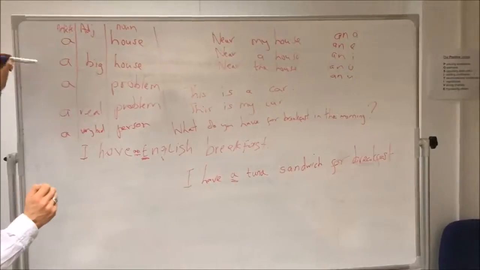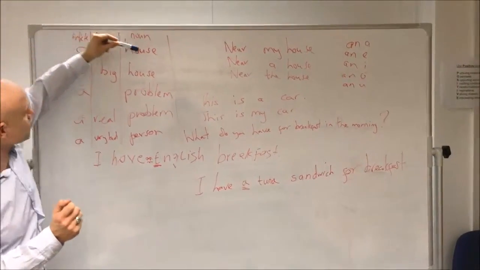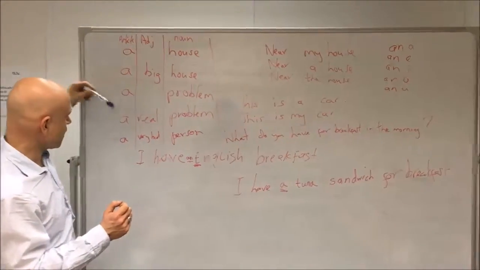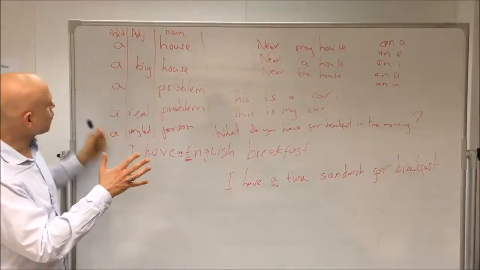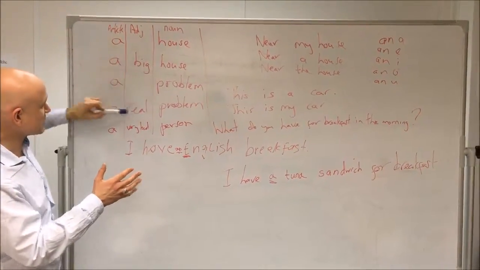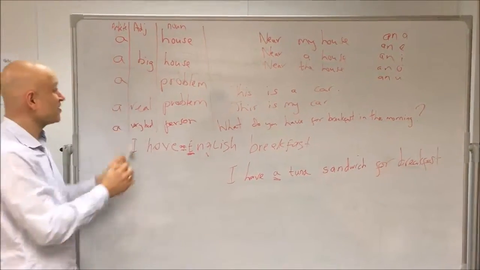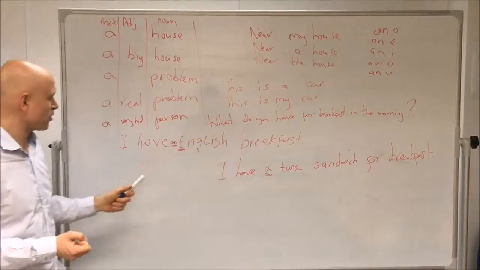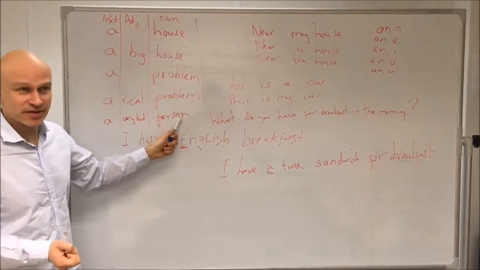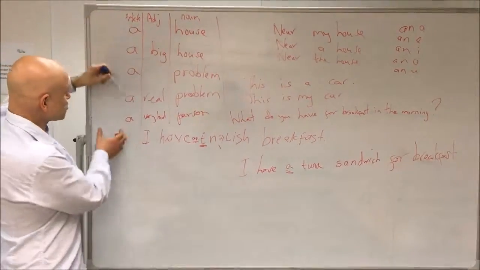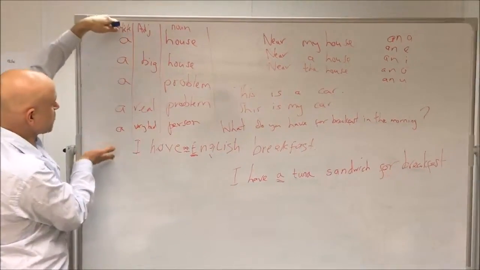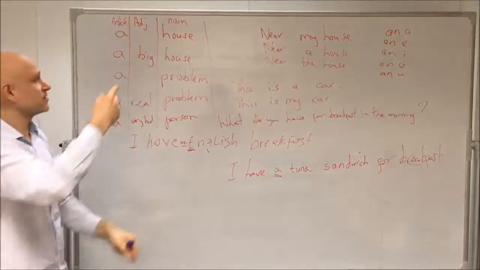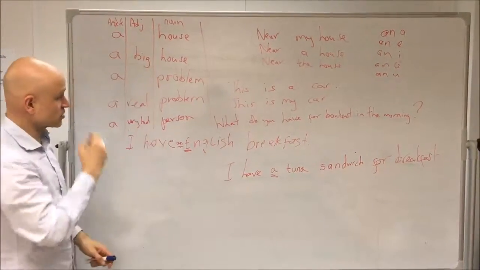So the first thing we did was to just look at articles with nouns. A house, a problem. And then we looked at the possibility of adding an adjective. So you could say a big house, a real problem, a very bad person. But the article needs a noun. This is the most important thing, okay? Sometimes you can add an adjective to it if you want to.